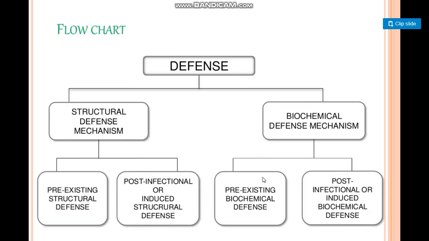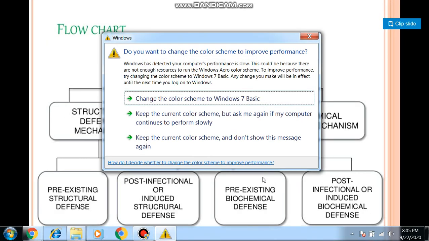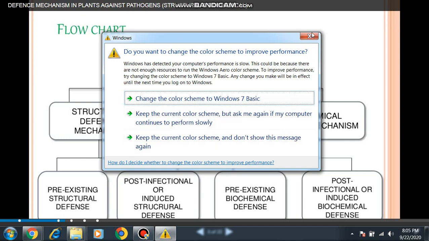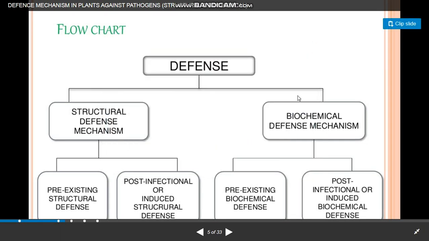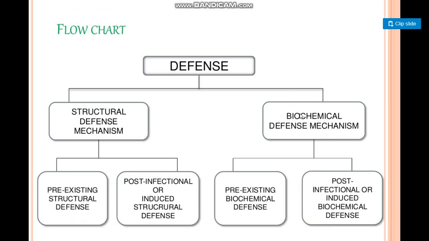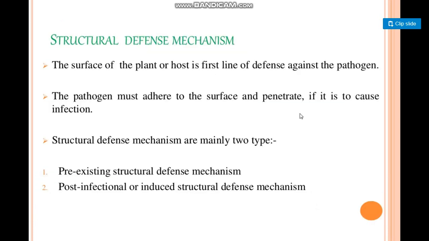So this is a flow chart. Defense has two types: structural defense mechanism and biochemical defense mechanism. Structural defense mechanism is differentiated into two types: pre-existing and post-infectional. Similarly, biochemical defense mechanism is also differentiated into two types: pre-existing biochemical defense, and post-infectional or induced biochemical defense mechanism. First is the structural defense mechanism.